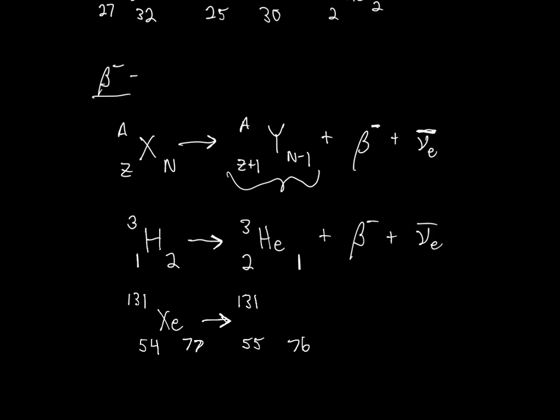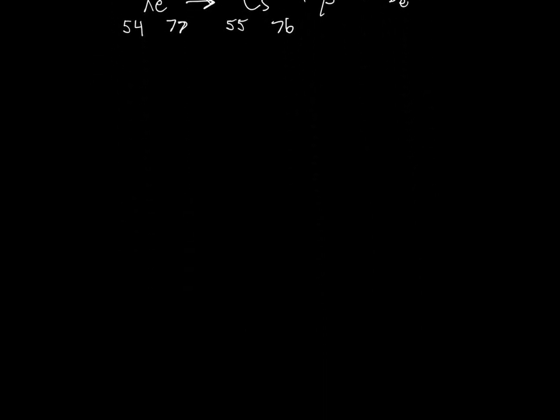What symbol is 55? And what's the symbol for that? CS? And then what else? Plus beta minus? Plus anti-electron neutrino. So that's beta decay.